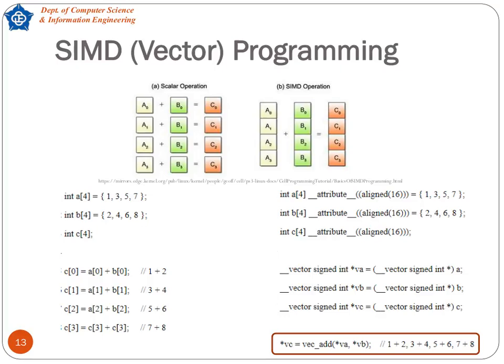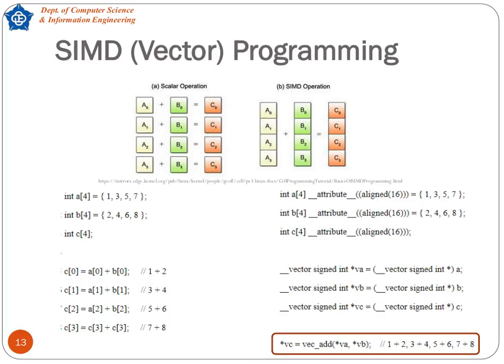On the right, we use SIMD. The same arrays are aligned on 16-byte boundaries and cast into vector pointers. Instead of four separate instructions, a single vec_add call takes the entire vector of four integers from A and B, adds them element-wise, and stores the result in C with one operation. That means 1 plus 2, 3 plus 4, 5 plus 6, and 7 plus 8 all happen in parallel.